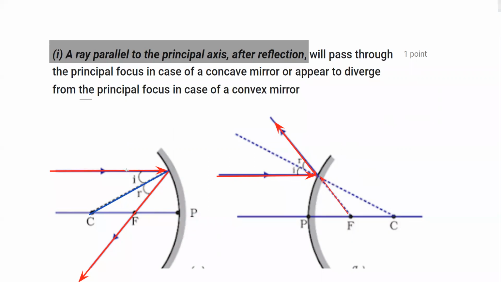Therefore, this will be the angle of incidence and this will be the angle of reflection. The same applies for the convex mirror also. It is the line joining the center of curvature to the point of incidence, and this is acting as the normal. Here too, the angle of incidence is between the incident ray and this normal, and the angle of reflection will be this. This is the first rule.